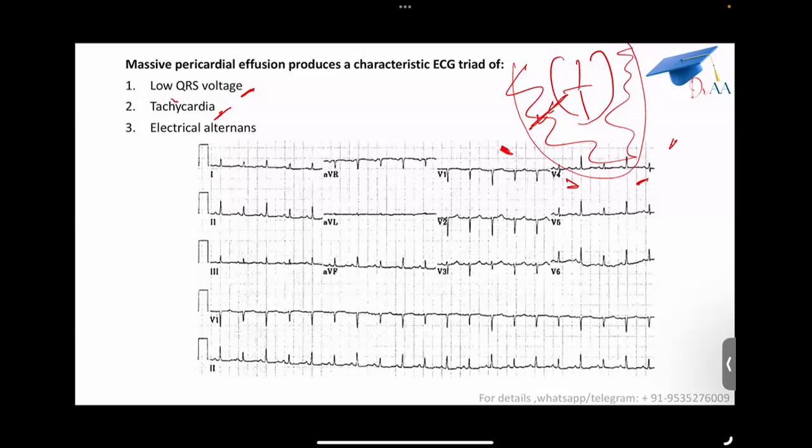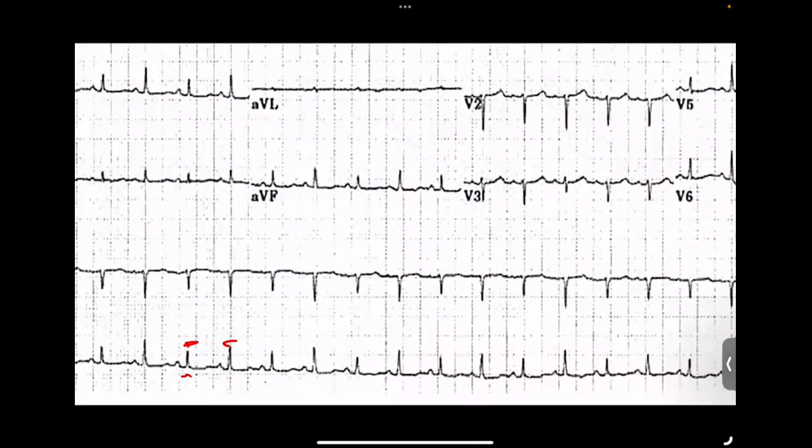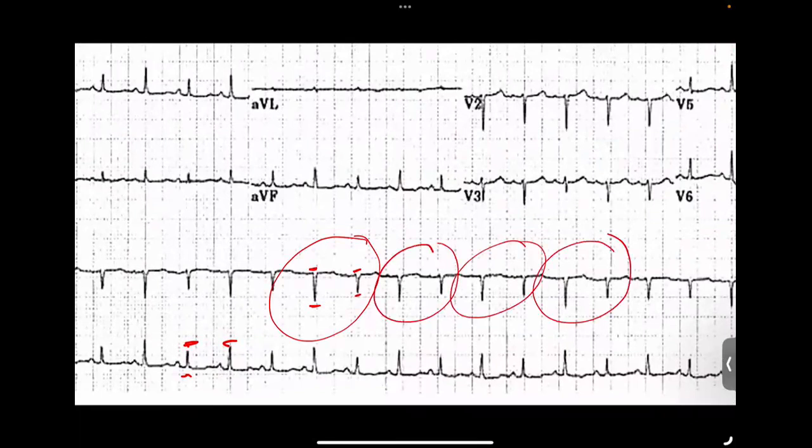That's the reason the QRS complex voltage is small. This amplitude is small, you are seeing. Tachycardia is very obvious because this patient is going into hypotension. Electrical alternans is one of the things you need to remember here. What is electrical alternans? You can see this amplitude and this amplitude is different, and this pattern is continuing here, here, and here. This is known as electrical alternans.